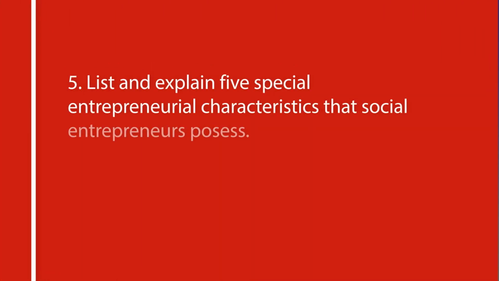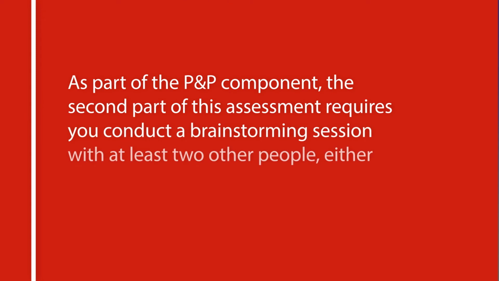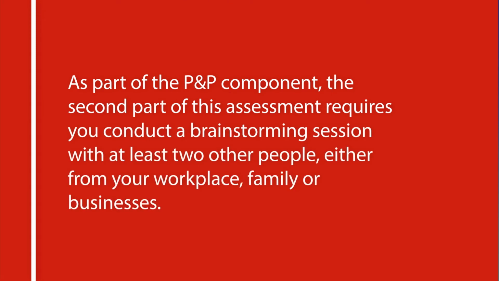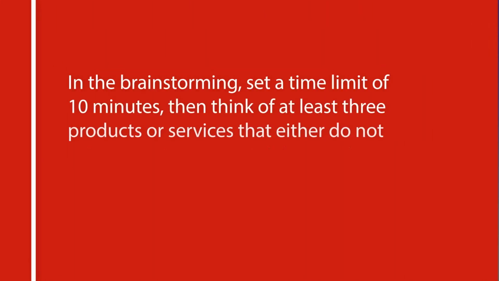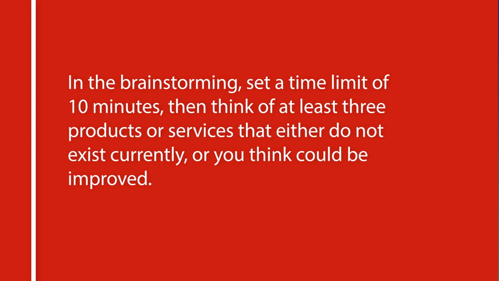Number 5, list and explain 5 special entrepreneurial characteristics that social entrepreneurs possess. As part of the practice and portfolio component, the second part of this assessment requires you to conduct a brainstorming session with at least 2 other people, either from your workplace, family, or businesses. In the brainstorming, set a time limit of 10 minutes, then think of at least 3 products or services that either do not exist currently or you think could be improved.